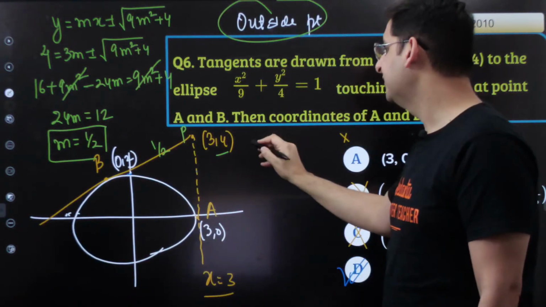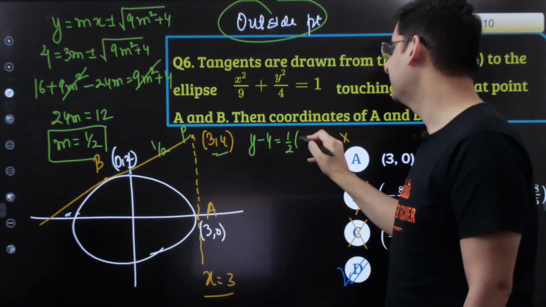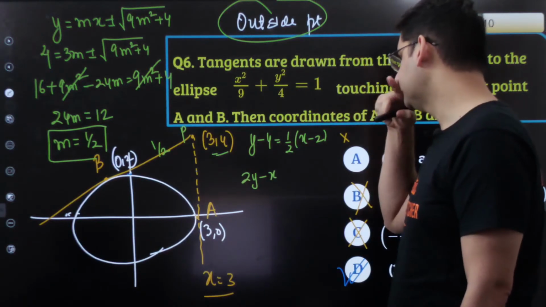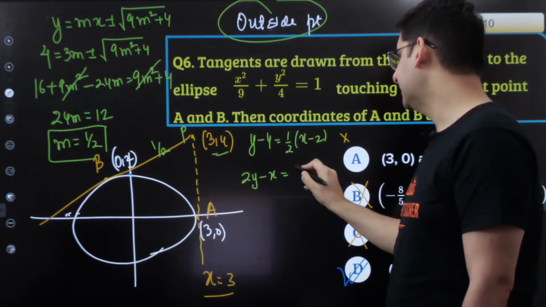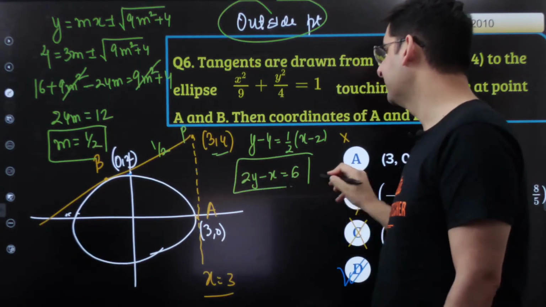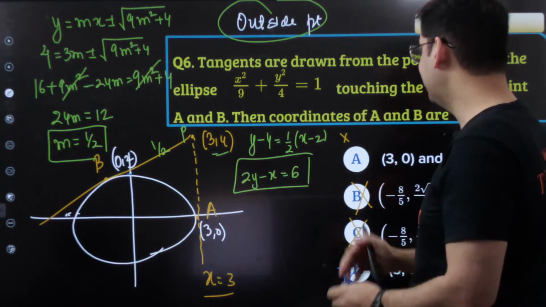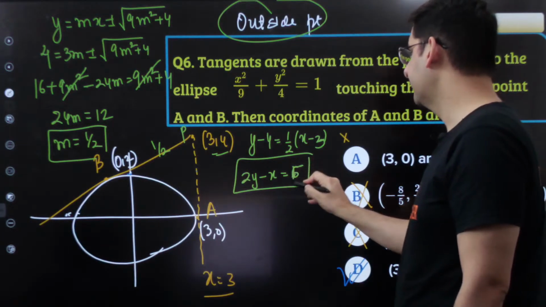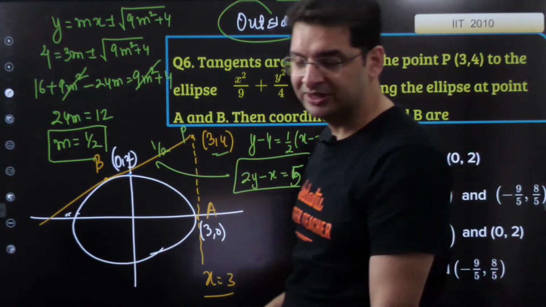Equation is also known. Point is also known. So y minus 4 is 1 by 2 times x minus 2. That is 2y minus x is equal to 6. Is it clear? x minus 3 it would be 5. 2y minus x is 5. Thus this is clear to us.